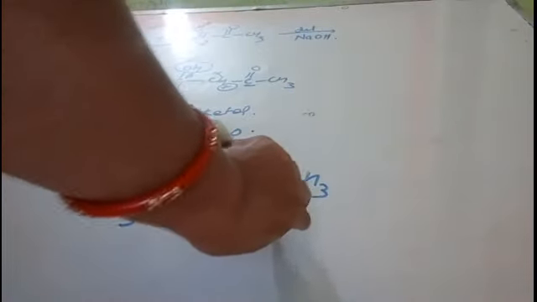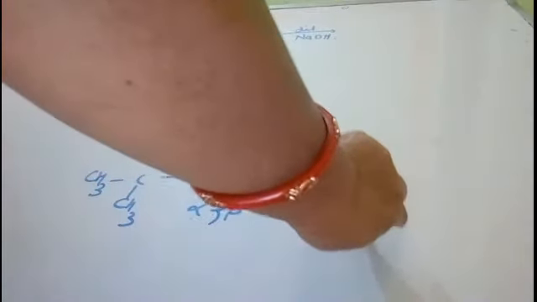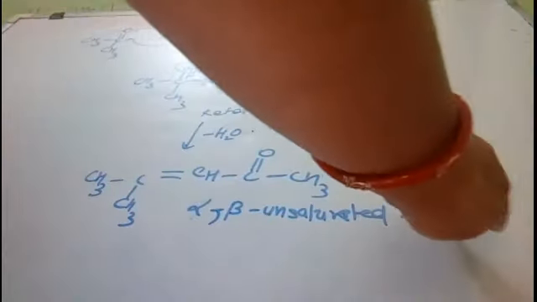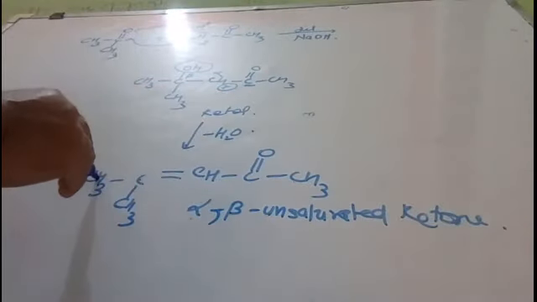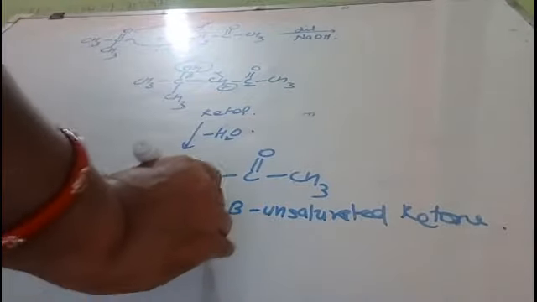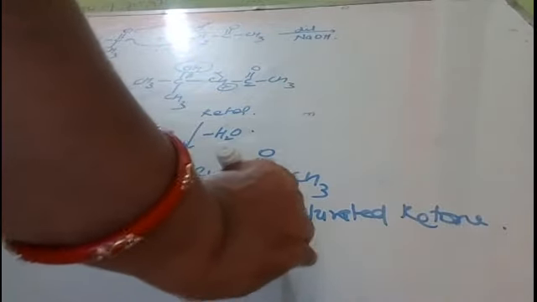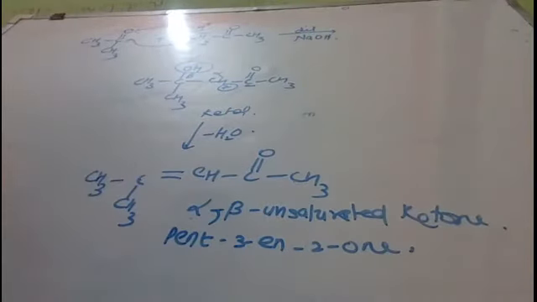Alpha beta unsaturated ketone, which is 1, 2, 3, 4, 5, right? So pent-3-en-2-one will be formed. So this is how aldol condensation takes place.